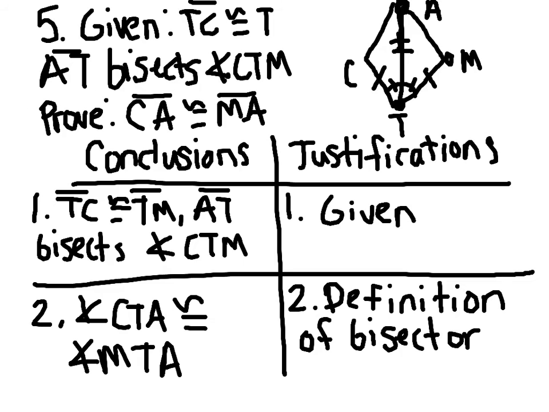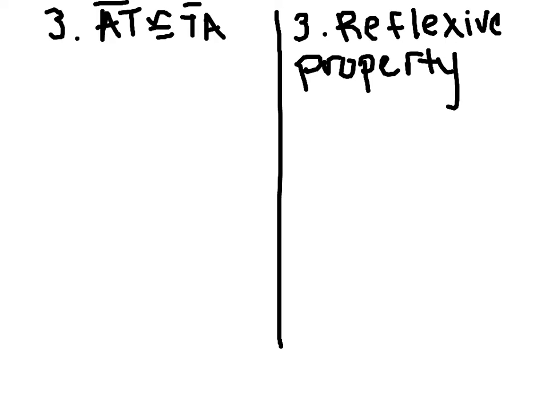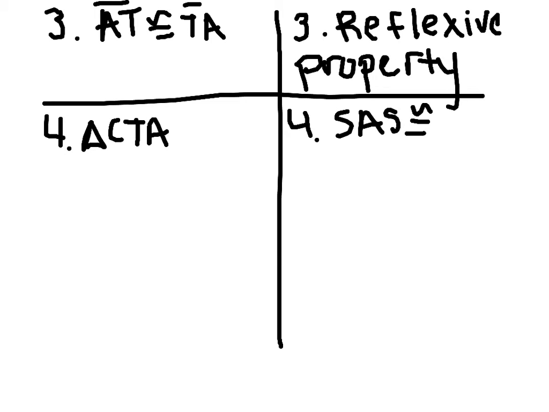I see side angle side, side angle side. So let's go to the next. Need some more room here. Let's finish writing down what we need to. Step 3, it says that AT is congruent to TA, and we know that that's always by the reflexive property. And we also know, we just said that these 2 triangles are congruent by side angle side, so let's write that down. And triangle CTA is congruent to triangle MTA.